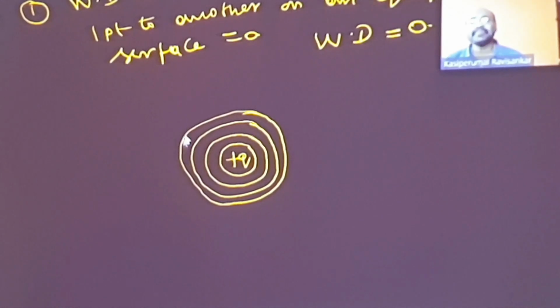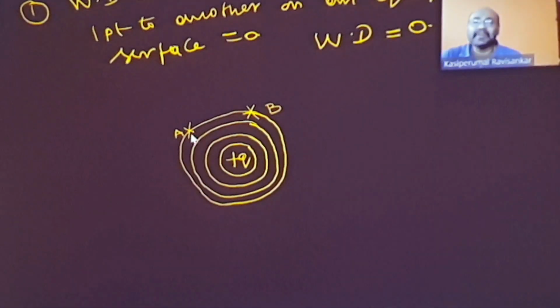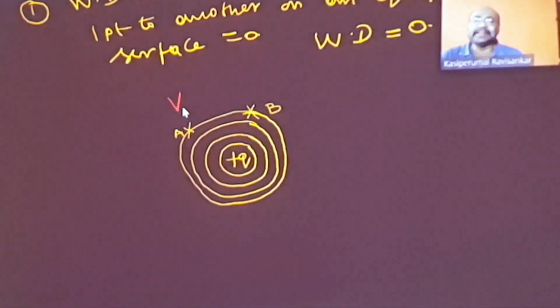Okay. Now consider any one of the circles where the potentials are the same. On it I am considering 2 points. One point I am representing as A and the other point as B. At point A I am writing the potential as VA, and at point B I am writing the potential as VB.